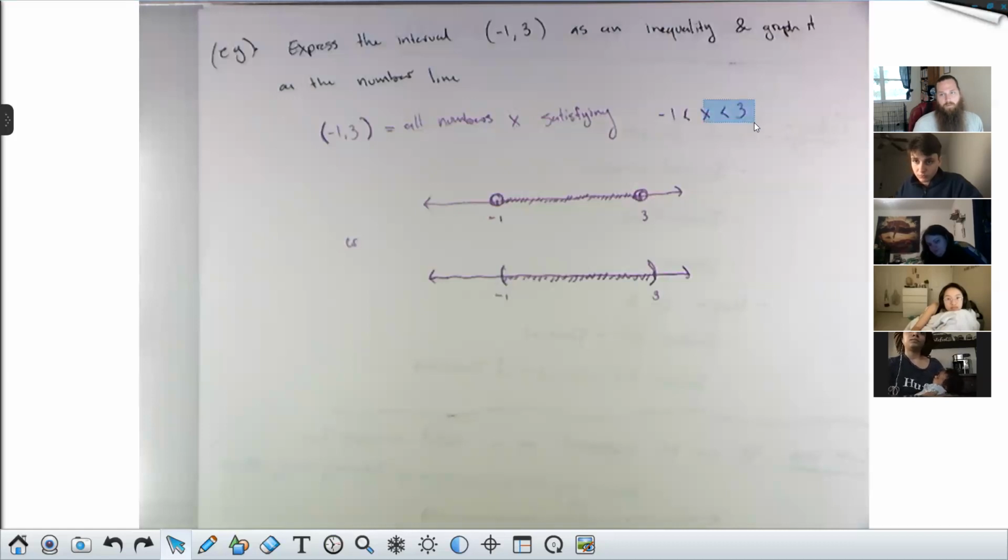Similarly, if you were to plug in 3 for x, on the one hand, 3 is bigger than -1. This part would be happy. But this part would be unhappy because 3 is not strictly less than 3. Okay.